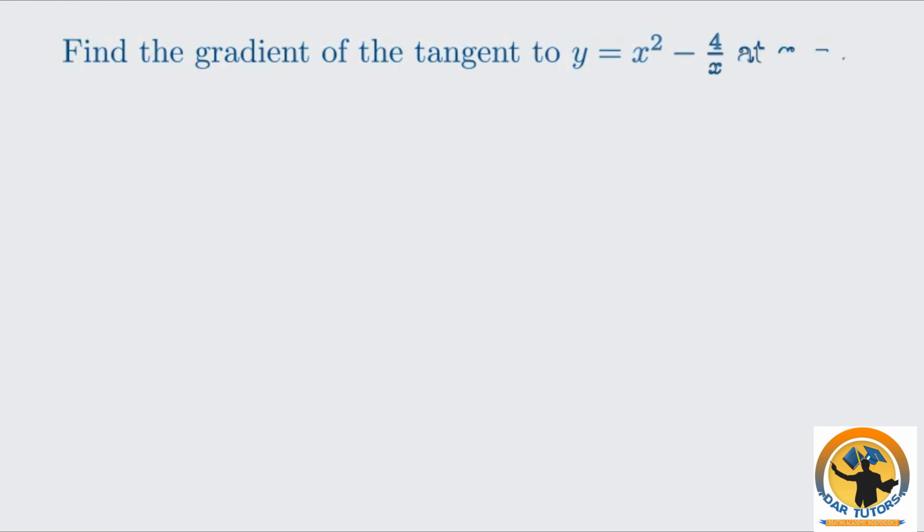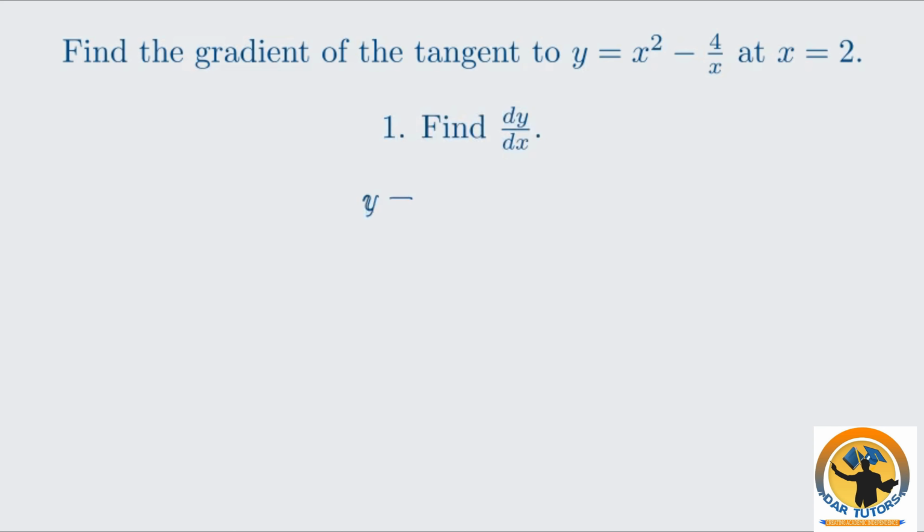A key application of differentiation is finding the gradient of the tangent to a curve at a specific point. Let's find the gradient of the tangent to the curve y equals x squared minus 4 over x at the point where x equals 2. The first step is always to find the gradient function, dy by dx.